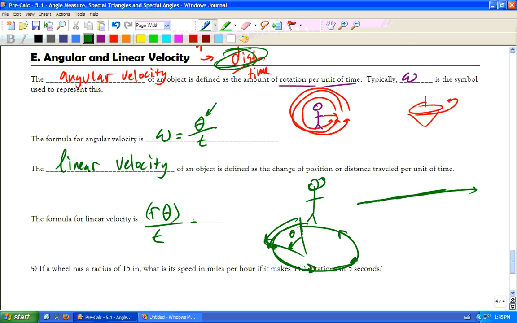Well, if you group these a little bit differently, that's going to be the same thing as r times theta over t, which equals r times omega, or radius times omega. All three of those are acceptable ways of thinking about this. But the big thing is it's your distance. You can figure out the distance by figuring out the arc length, or you can think of it as the radius times your angular velocity.